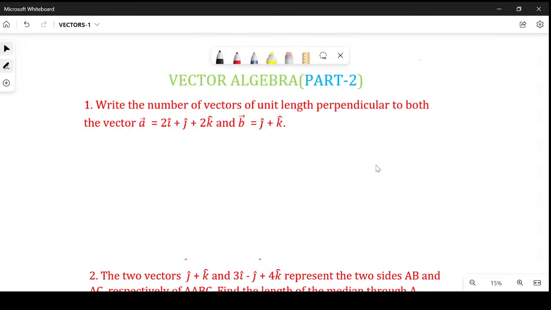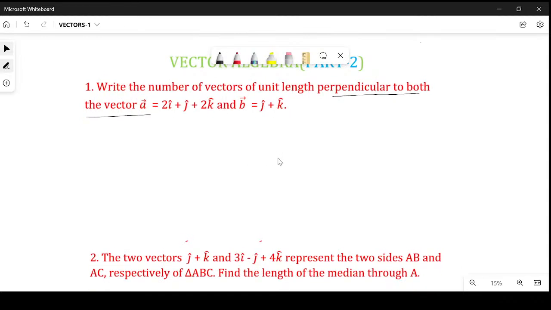Write the number of vectors of unit length perpendicular to both the vectors a bar and b bar. Whenever they use the words unit length, and perpendicular to both the vectors, you should find the cross product of these two vectors. If you find the cross product of these two vectors, it gives a vector perpendicular to both the vectors. So that is important. I can find here a bar cross b bar, but they are asking the number of vectors here.